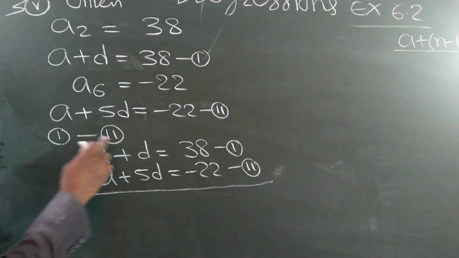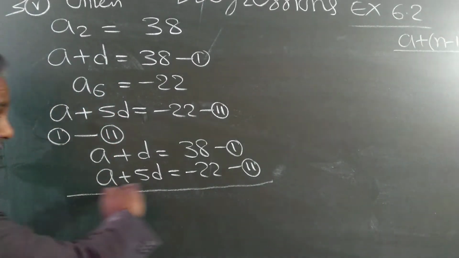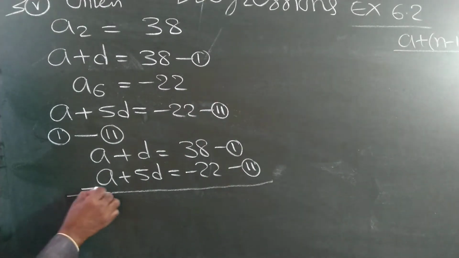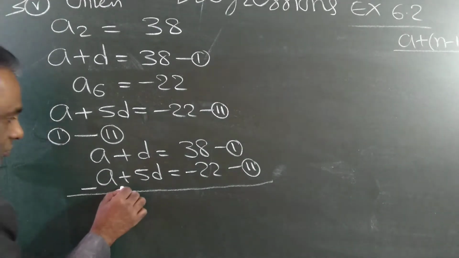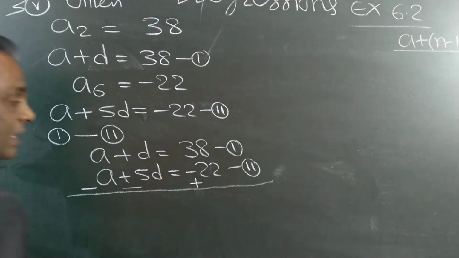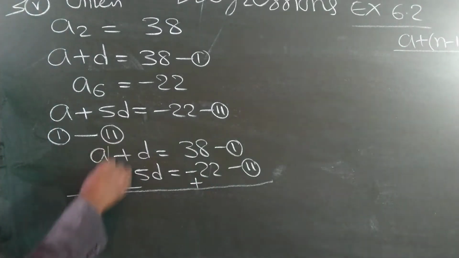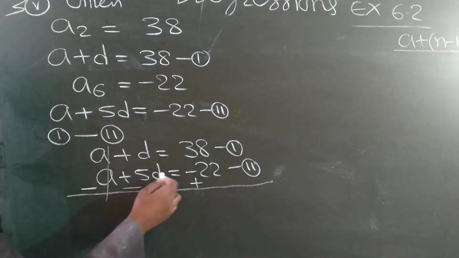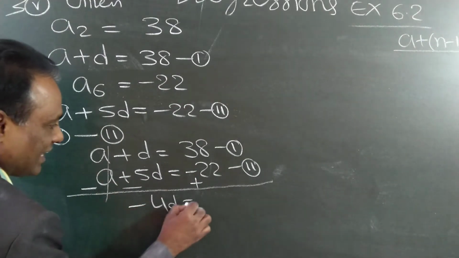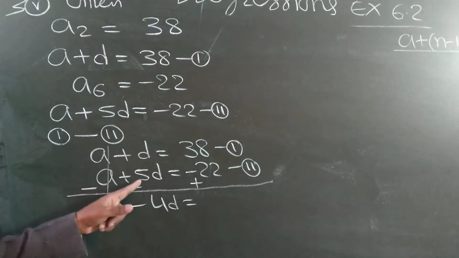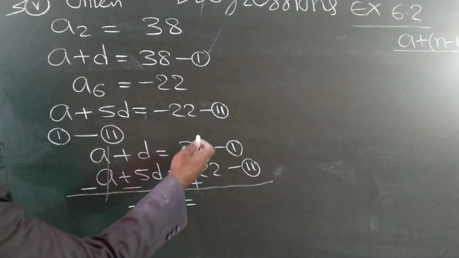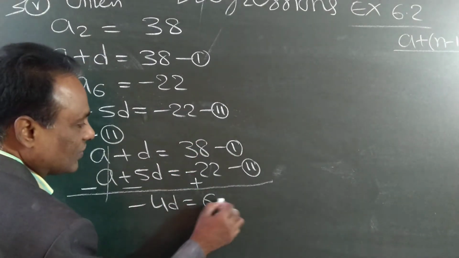Subtraction. What am I doing? Subtraction means signs will change. Plus A becomes minus A. Plus becomes minus, minus becomes plus. A minus A cancels. D minus 5D is minus 4D. 38 plus 22 is 60.